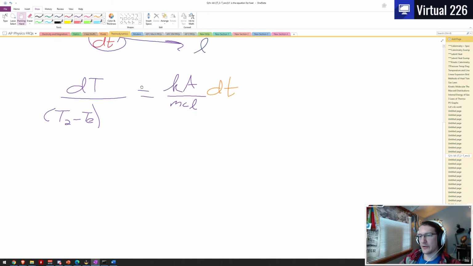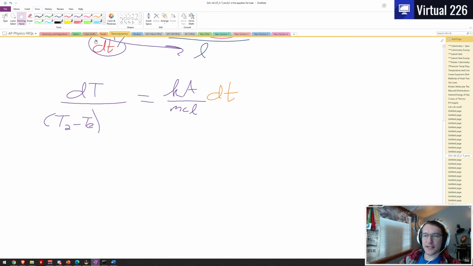Now, because we've got the dT for temperature and the dt for time, I know I'm going to have to integrate this over some long period of time, and over some range of temperatures. So when I do this for time, we're going to start at time 0, and end at some later time, t, for the bounds of my integral.